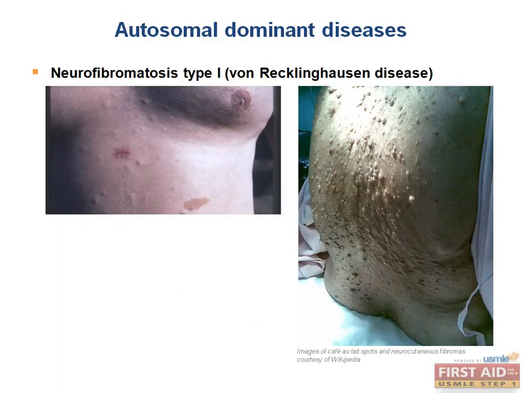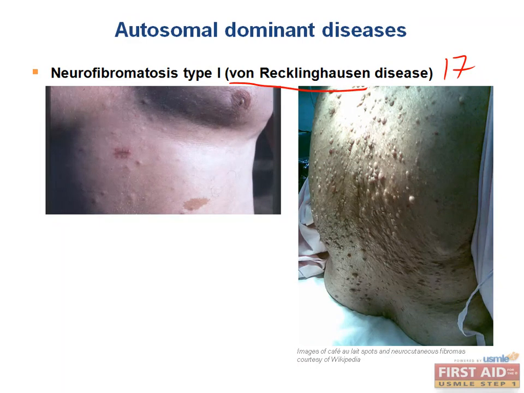Neurofibromatosis type 1, which is also called von Recklinghausen's disease, is a neurocutaneous disorder caused by a defect in the long arm of chromosome 17. Conveniently, there are 17 letters in the words "von Recklinghausen," which you can use to remember this.